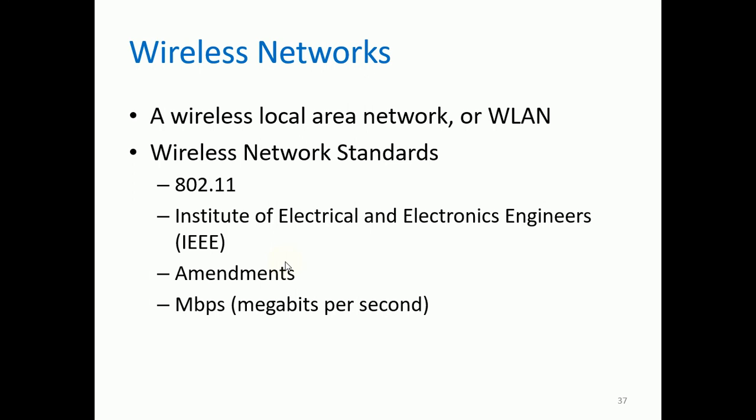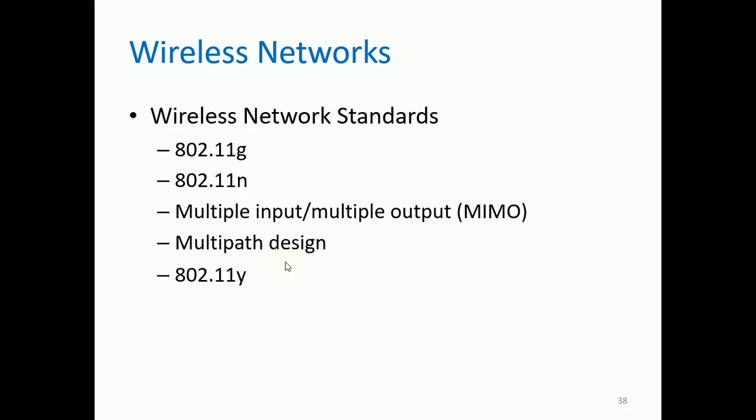These amendments are 802.11a, 802.11b, 802.11g, and 802.11n. They operate in megabits per second, or Mbps. Between 802.11g and 802.11n, the better one is of course 802.11n because it has faster bandwidth and, at the same time, more coverage. Then we have MIMO, multiple input and multiple output. This is a characteristic of a wireless network, and it is also a multipath design.